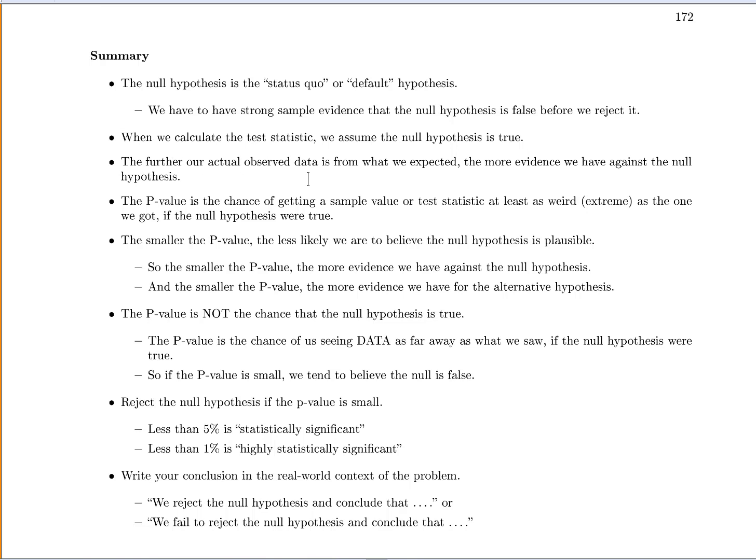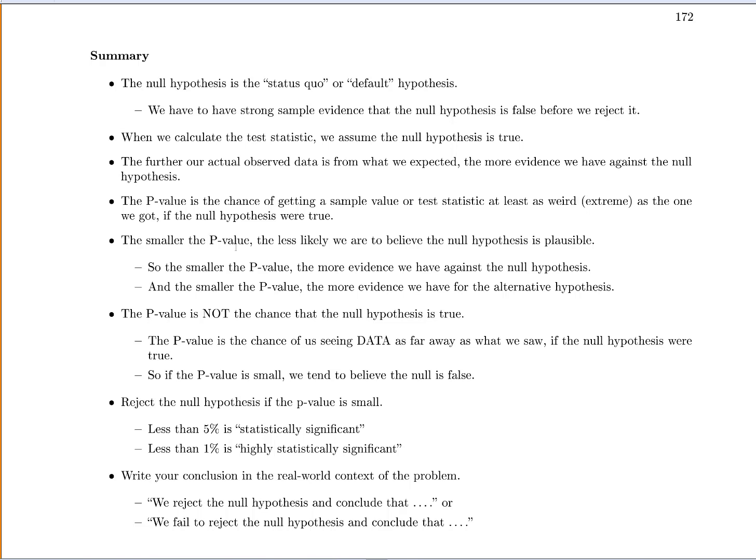Let's see, the further our actual observed data is from what we expected, like the more standard errors we are away from our expected value, the more evidence we have against the null hypothesis. The p-value is the chance of getting a sample value or a test statistic that's at least as weird or extreme as the one we got if the null hypothesis were true.